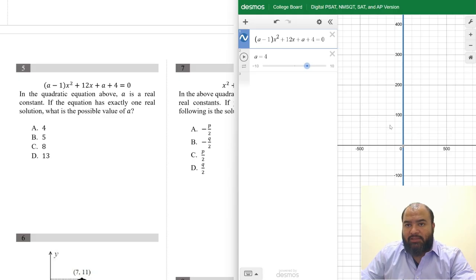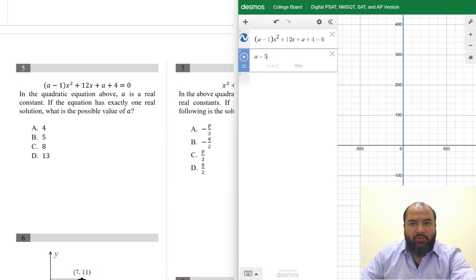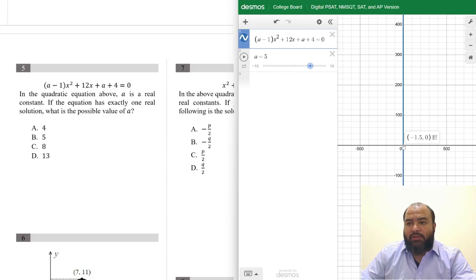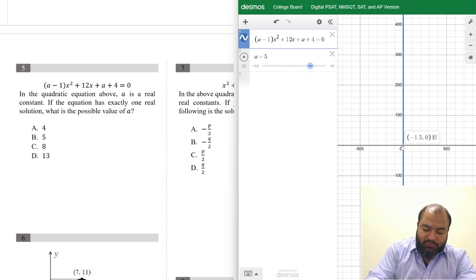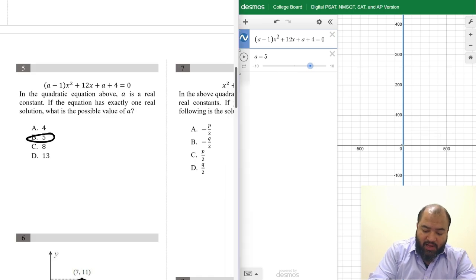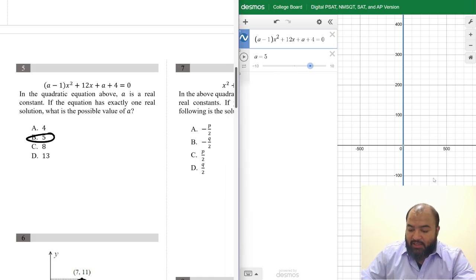So 2 different answers. But when A is equal to 5, this is just one thin line, so only one solution, -1.5. They said it has exactly one solution. So when A is 5, it's going to have one solution, which will be -1.5, but the answer is B, 5.